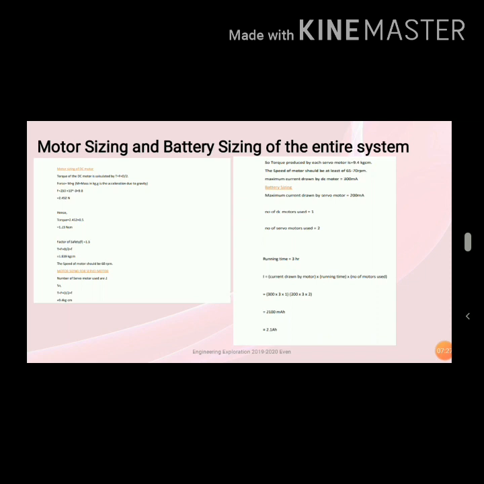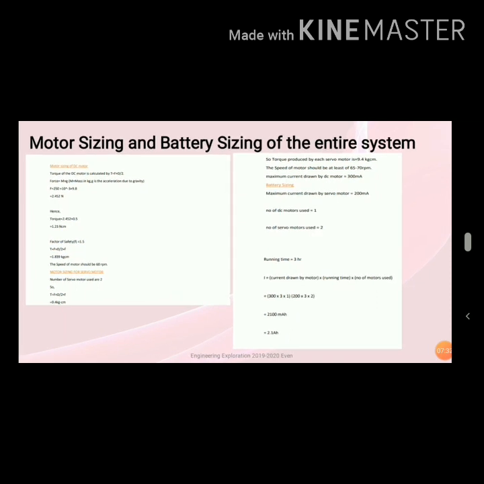Next, we have the motor sizing and battery sizing of the entire system. So first we need to calculate the torque on the DC motor, which is 1.23 Newton centimeter, and the safety factor is 1.5. So the speed of the motor should be 60 revolutions per minute. And then we have the torque on the servo motor, which is 9.4 kg centimeter. The speed should be 65 to 70 revolutions per minute.